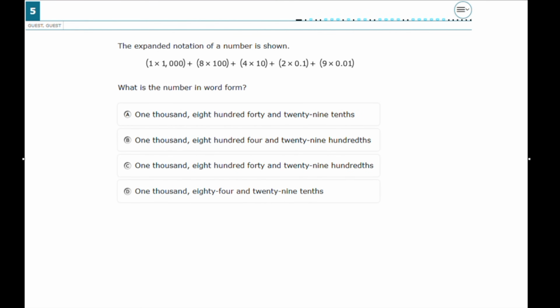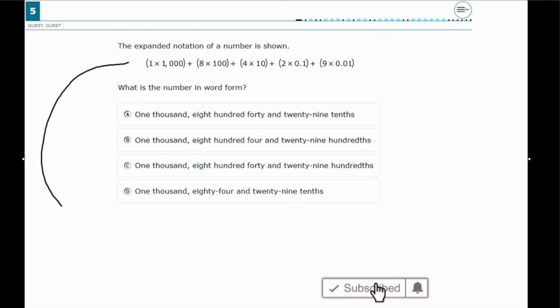Question number 5 says, the expanded notation of a number is shown. So we have the expanded form here. What is the number in word form? Okay, let's try it out. So we have an expanded notation and we need to figure out what it is in word form. Well, first we need to put our expanded notation into standard notation. Okay, so let's bring everything down here.